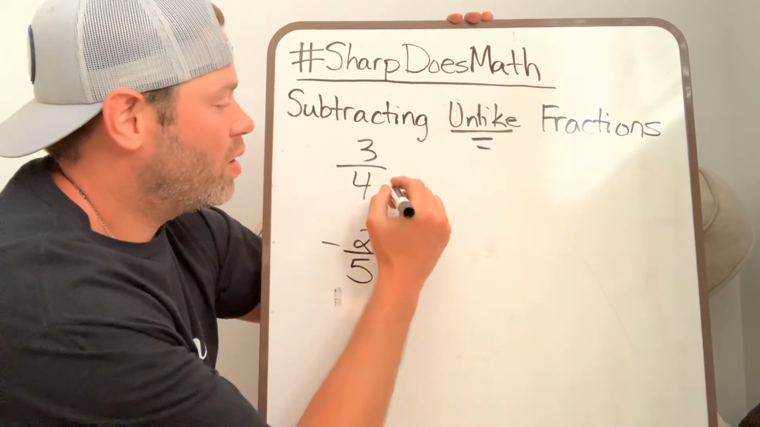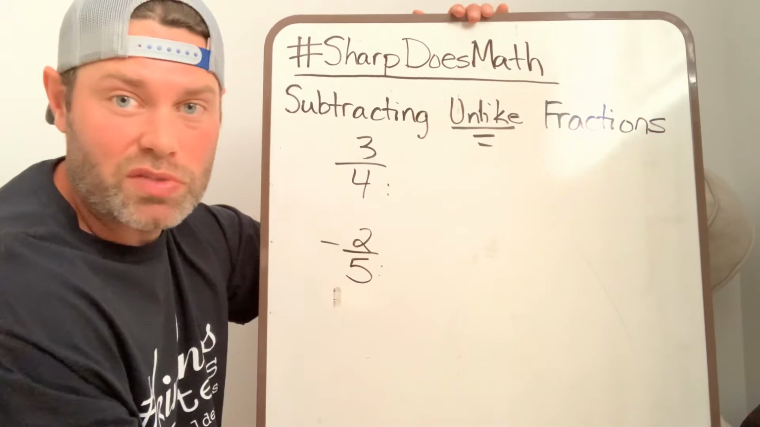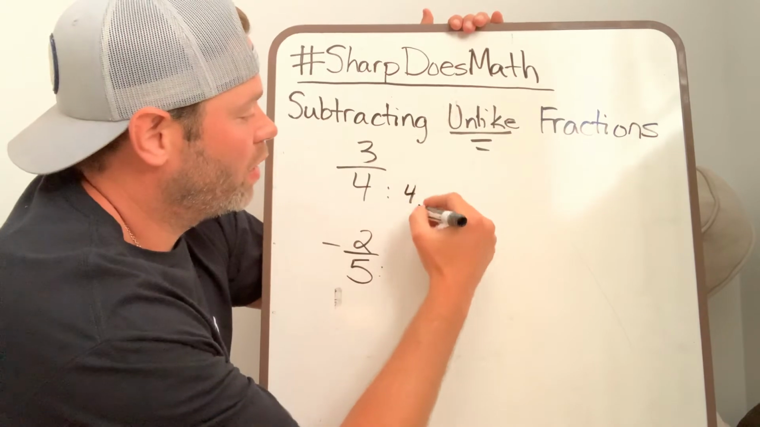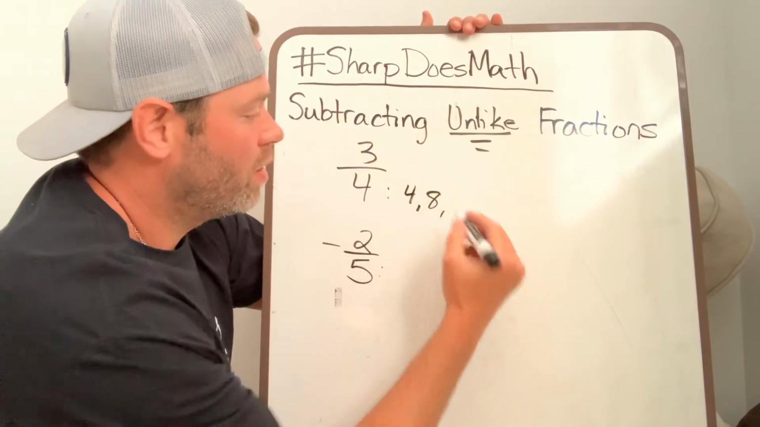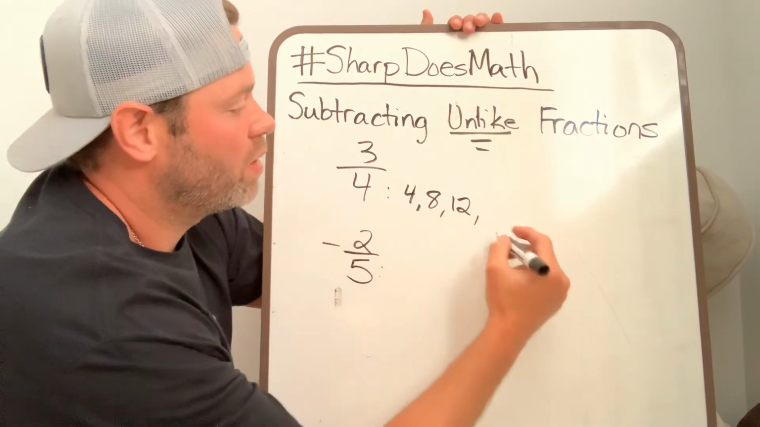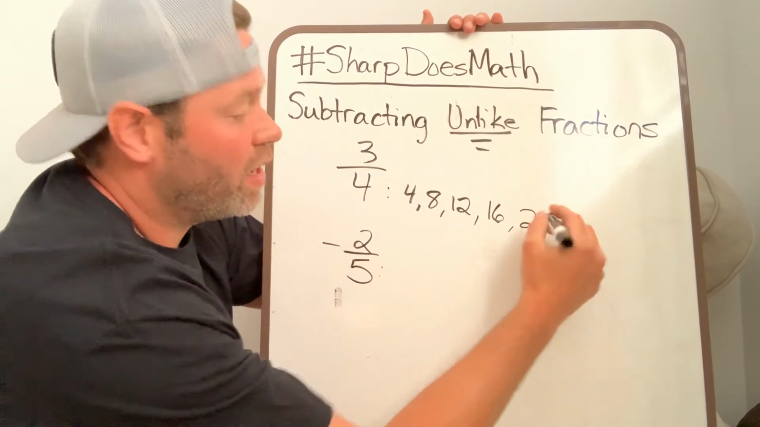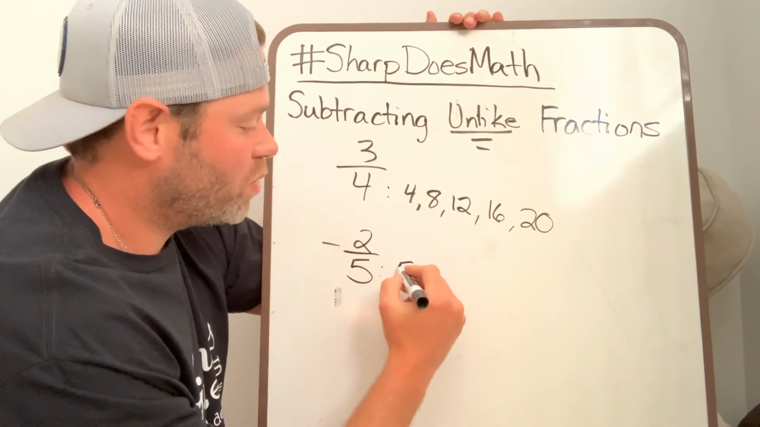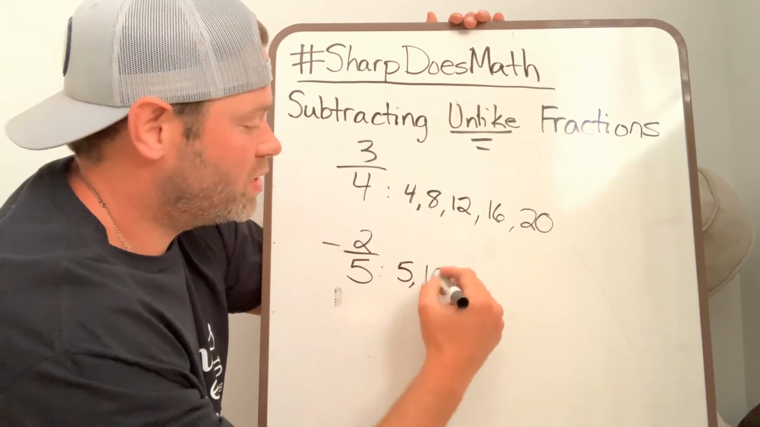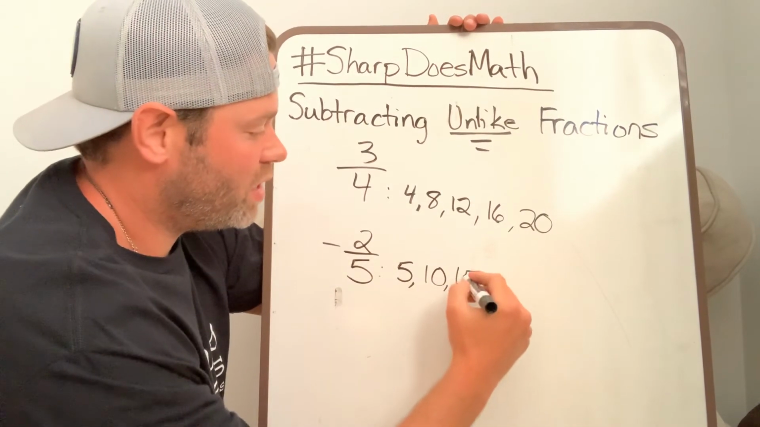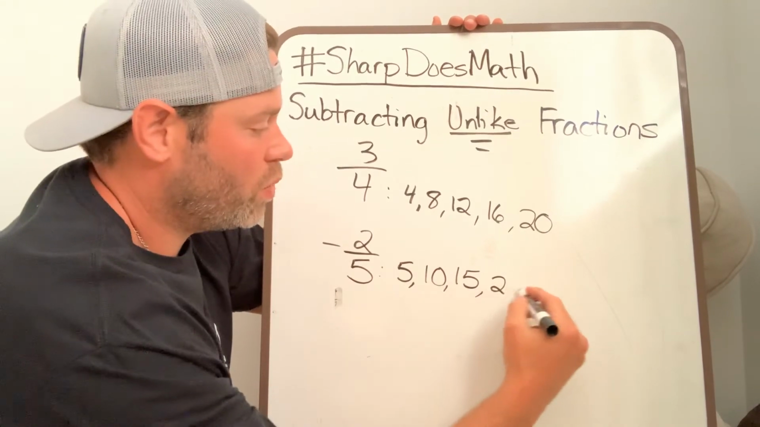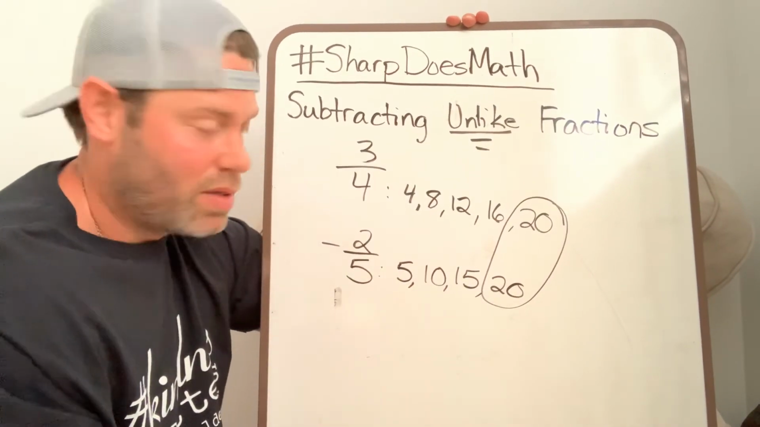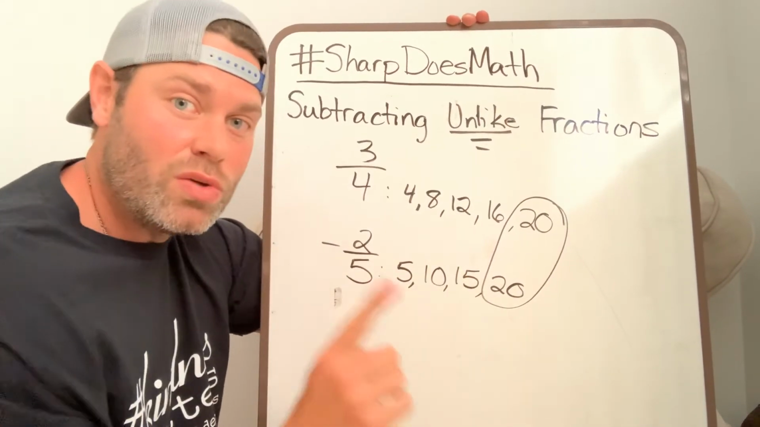All right. So I'm going to go ahead and list out my multiples for you so you can see what I'm doing. If I do 4 times 1, that's 4. 4 times 2, 8. 4 times 3, 12. 16, 20. And I'm going to stop right there. Because if I do my multiples of 5, 5 times 1 is 5. 5 times 2 is 10. 5 times 3, 15. 5 times 4, 20. And here you can see we have our first common multiple. Okay? So we're going to use 20 as our new denominator.